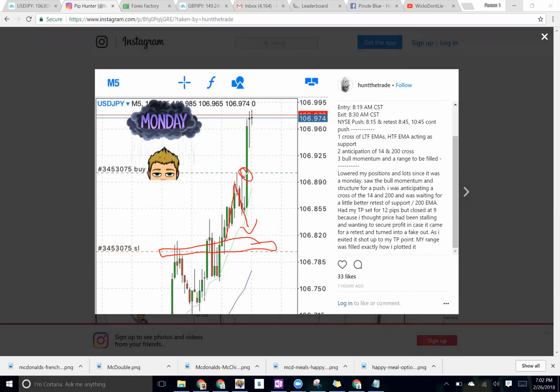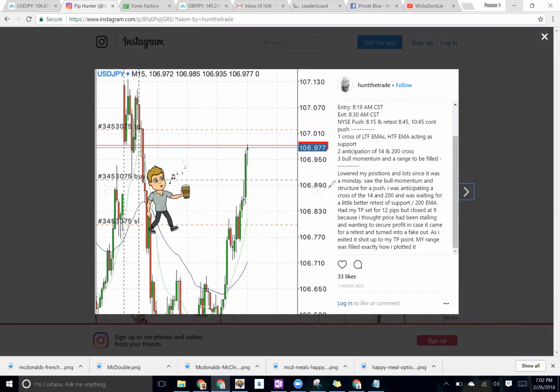I got in right here, so I saw it about here, and I knew that we had rejected off the EMA, and it was acting as dynamic support. So that's why I made my entry there, and then we had pushed, and then we had the push for the day. So let's see the other time frame.